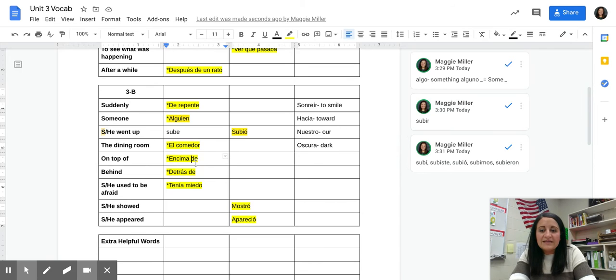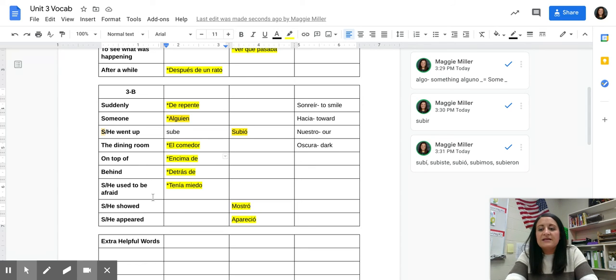On top of is encima de. Behind is detrás de. Some other ones that might be helpful to you would be enfrente de, that's in front of. Debajo de is below. Okay, so those are just some prepositions that can be helpful.